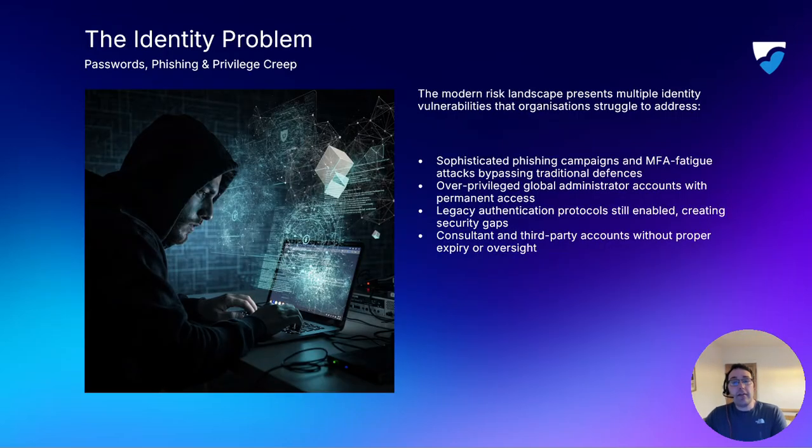So let's look at the identity problem: passwords, phishing, and privilege creep. The modern risk landscape now presents multiple identity vulnerabilities that organizations struggle to address. We have sophisticated phishing campaigns. We're constantly having MFA fatigue, which nowadays we're solving with things like number authentication on MFA, which does help to resolve that, but it's still fatigue. And fatigue causes multiple problems.